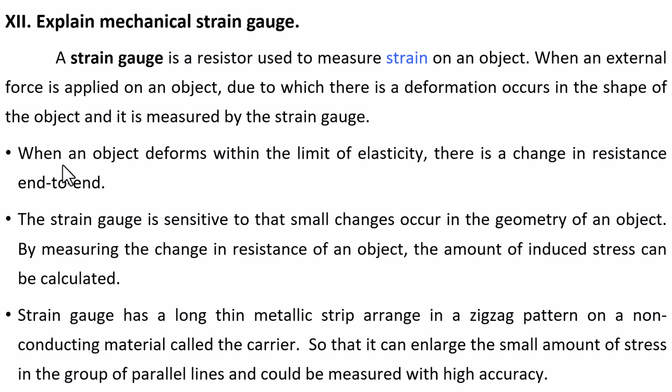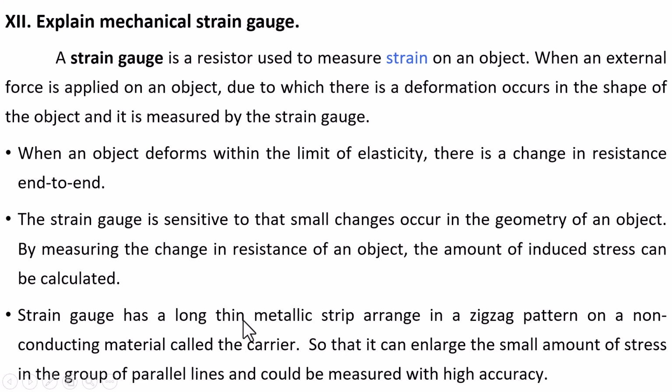When an object deforms within the limit of elasticity, there is a change in resistance end to end. That is, we are using the resistance of the material to find out the strain of the material. The strain gauge is sensitive to small changes occurring in the geometry of an object. By measuring the change in resistance of an object, the amount of induced stress can be calculated.